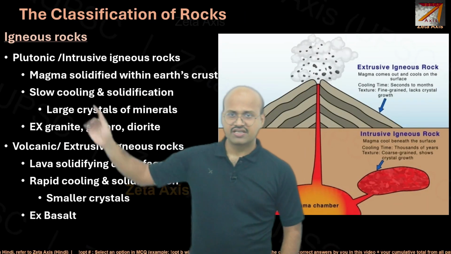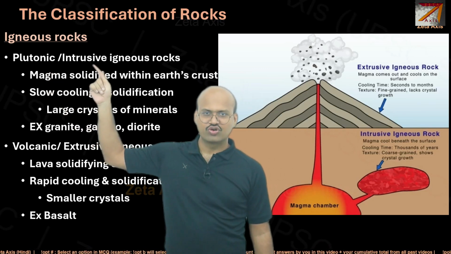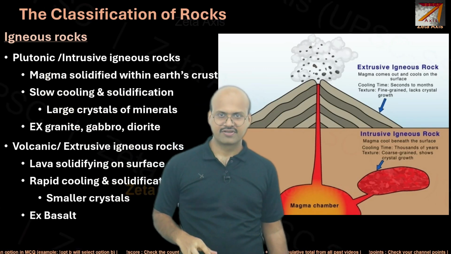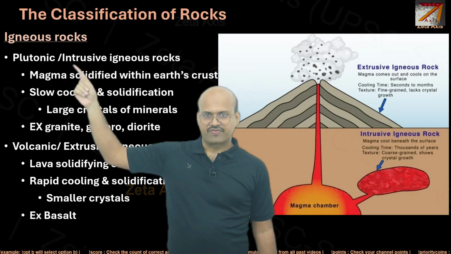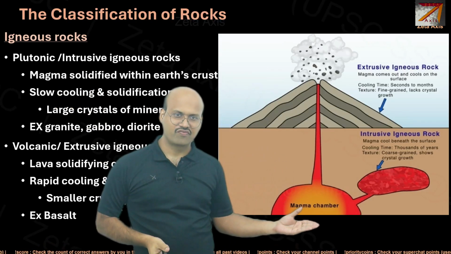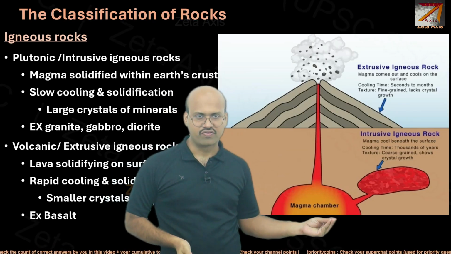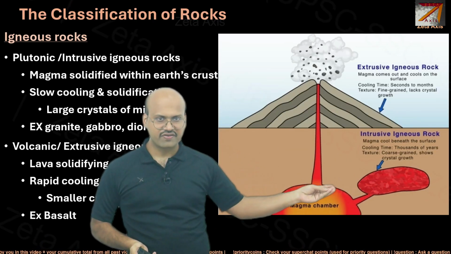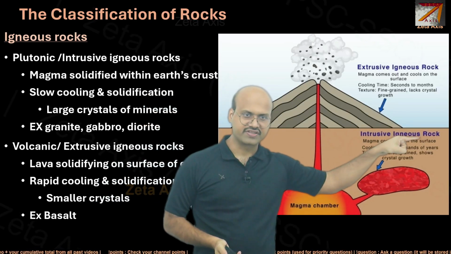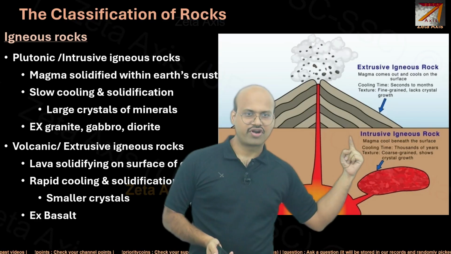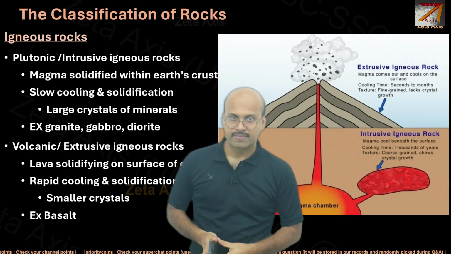So here we will see plutonic or intrusive igneous rocks. Both of these are basically the same, meaning the same types of rocks. Magma solidified within the earth's crust. We see that this magma which was trying to come up got solidified over here. This is the earth's surface, so it is in the earth. When it solidifies here, we call it an intrusive or plutonic rock.